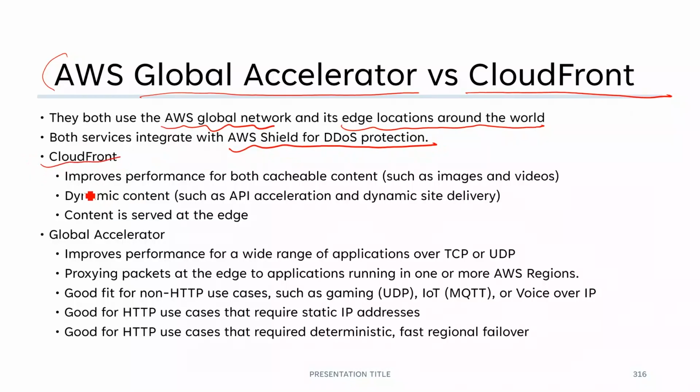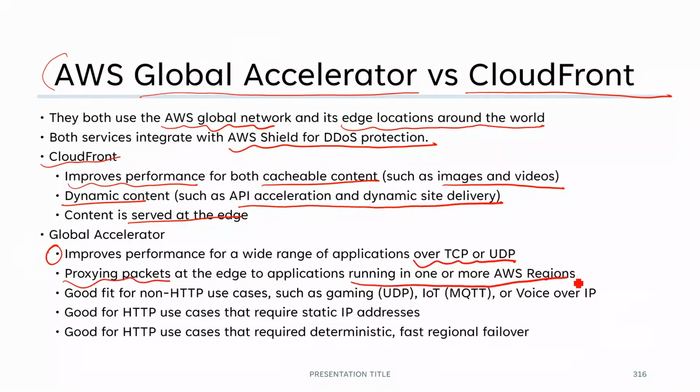CloudFront improves performance for both cacheable content such as images and videos, and also dynamic content such as API acceleration and dynamic site delivery, because you can have anything as an origin in CloudFront. It can be an S3 website, or any custom HTTP endpoint. Content is served at the edge. Global Accelerator improves performance for a wide range of applications over TCP or UDP, proxying packets at the edge to applications running in one or more AWS regions.